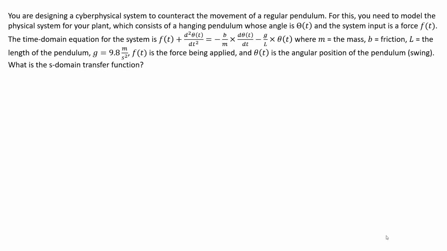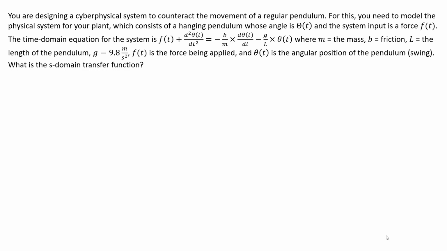So the output is the angle, right? That's what we're trying to control. The process variable is the angle. And then there's a force input, which is the manipulated variable. That's the input into the system. So the idea is that I can apply an external force, like a torque, right? That's the F.